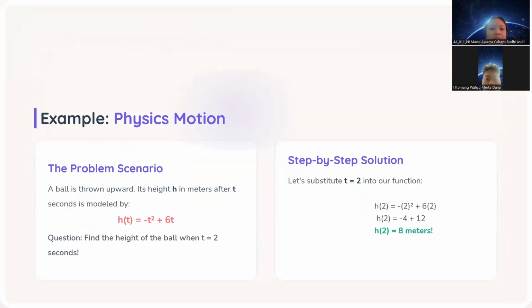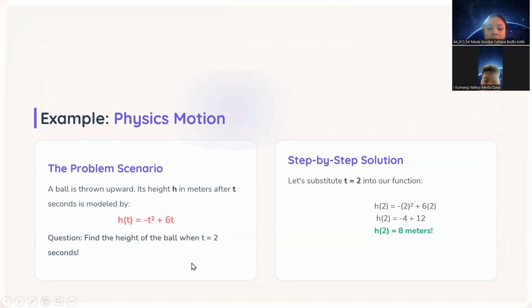Okay, next is an example of physics motion. Let's solve one example. Imagine you throw a ball upwards and its height h in meters after t seconds is modeled by h(t) equals negative t squared plus 6t. The question is, find the height of the ball when t equals 2 seconds.